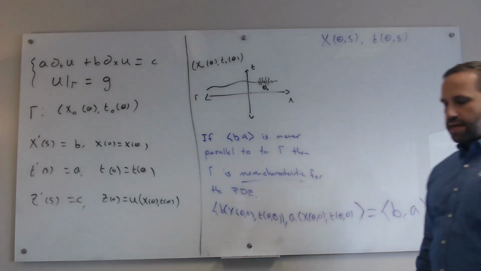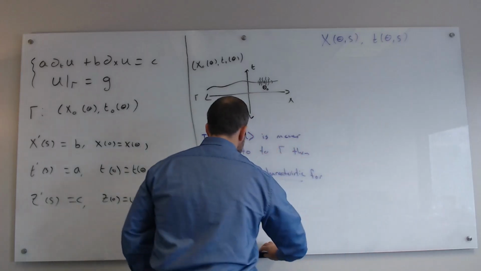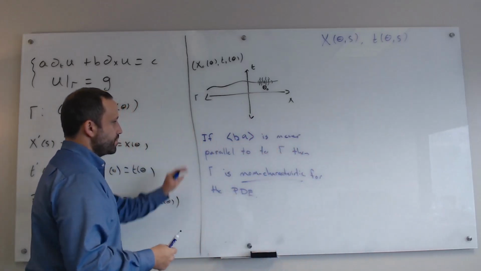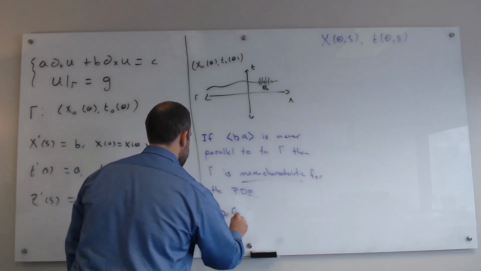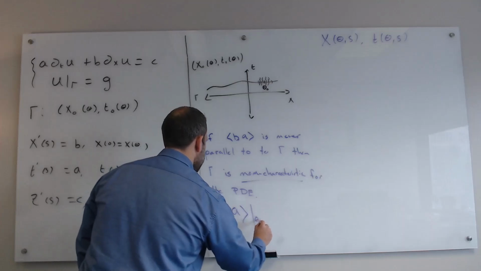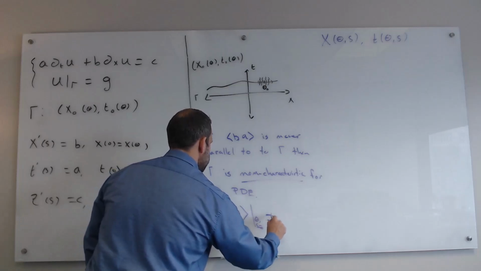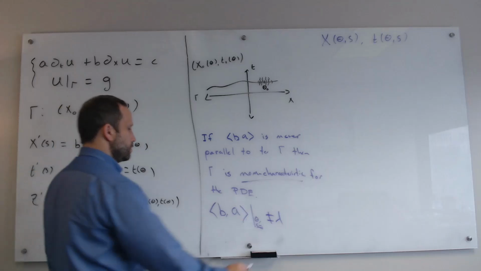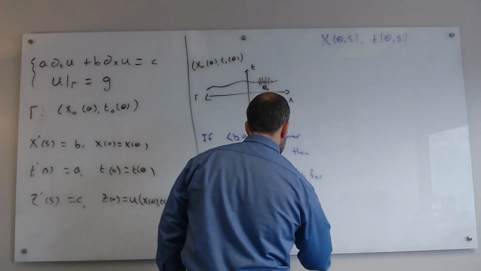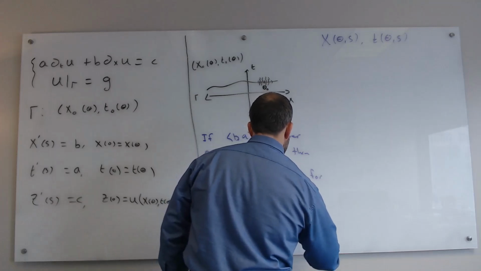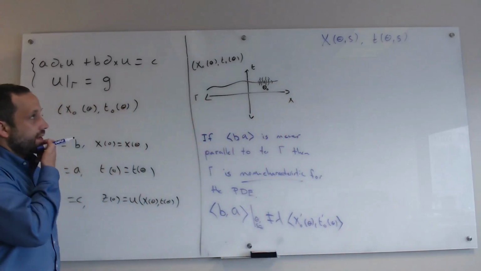So I'm going to erase this. What we want, algebraically, is that this statement about never being parallel means that the vector (b, a) evaluated at some theta and s equals 0 is not equal to a multiple of the tangent vector to gamma, which is x naught prime of theta, t naught prime of theta. That's what we want to look at here.